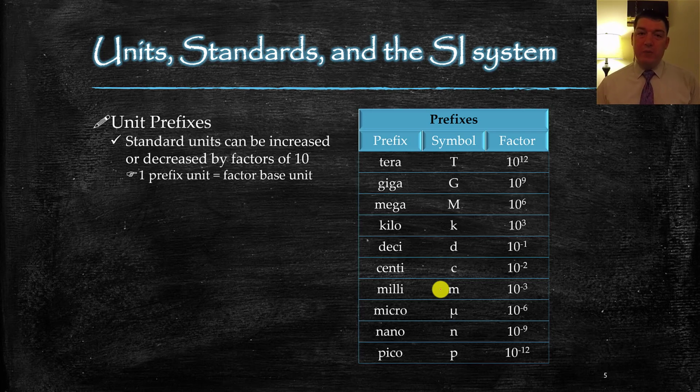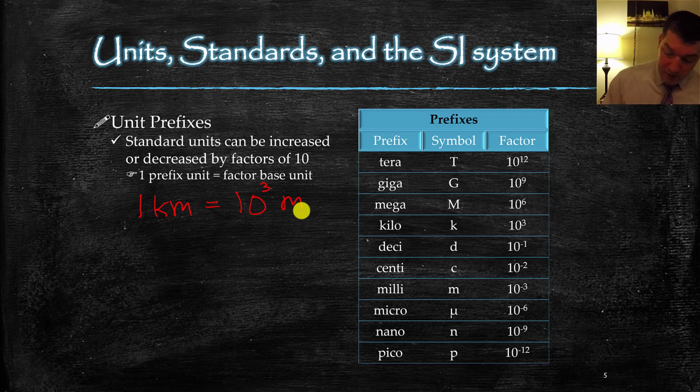What does that mean? Well, when you take the prefix and put it in front of a unit, like a kilo in front of a meter, the prefix unit is kilometer, the base unit is meter. 1 kilometer is the factor for kilo, which is 10 to the 3rd meters, or 1 kilometer is 1,000 meters.